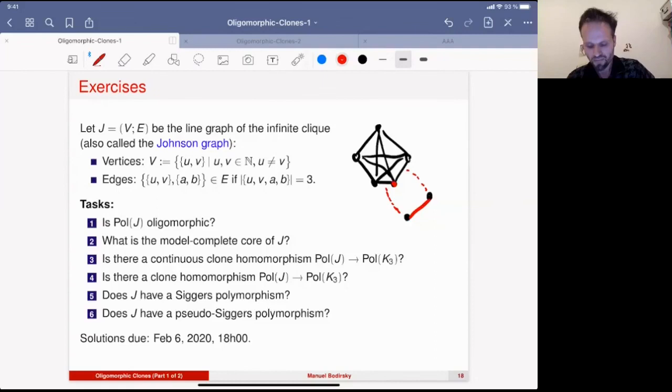So my first question is: is the polymorphism clone of this Johnson graph oligomorphic? This is something that you could have already answered with the stuff that I didn't skip last time. So any opinions on this?